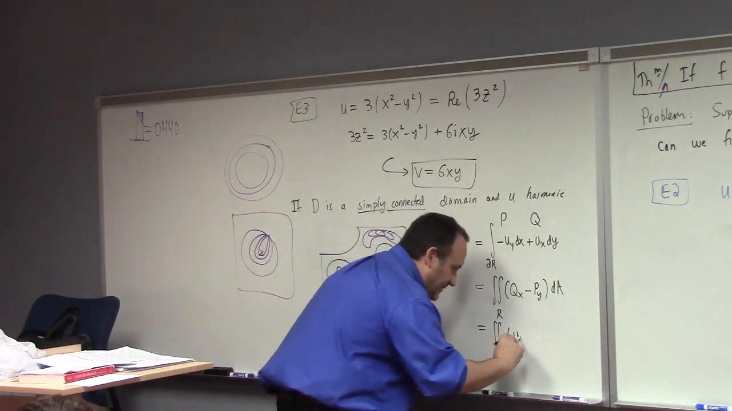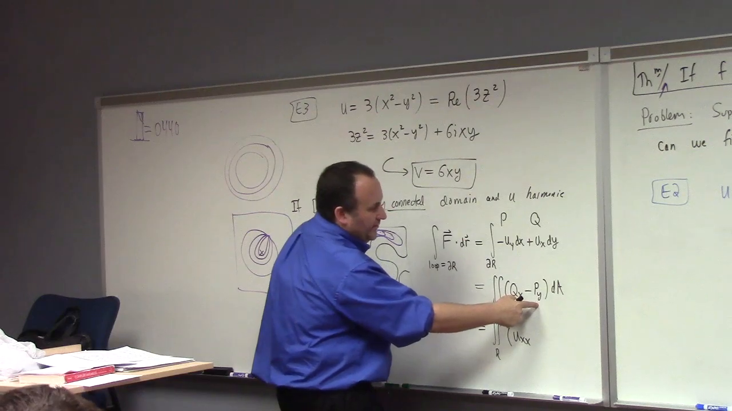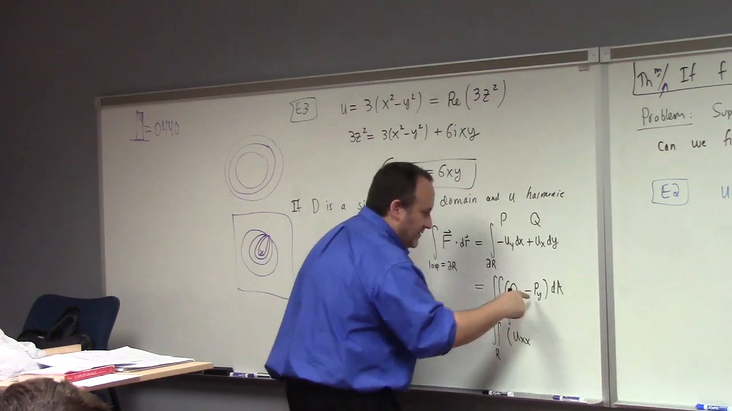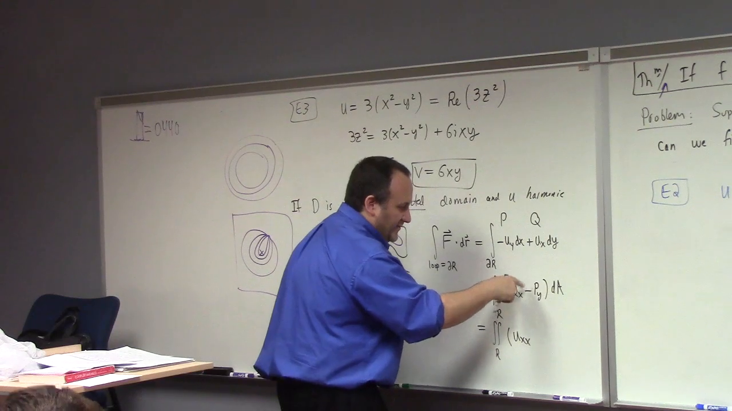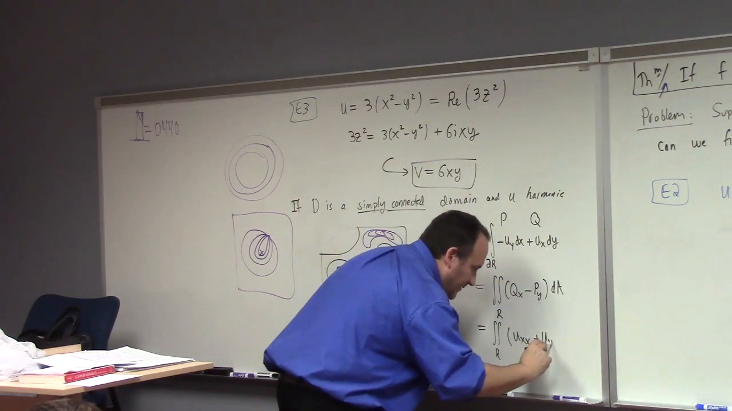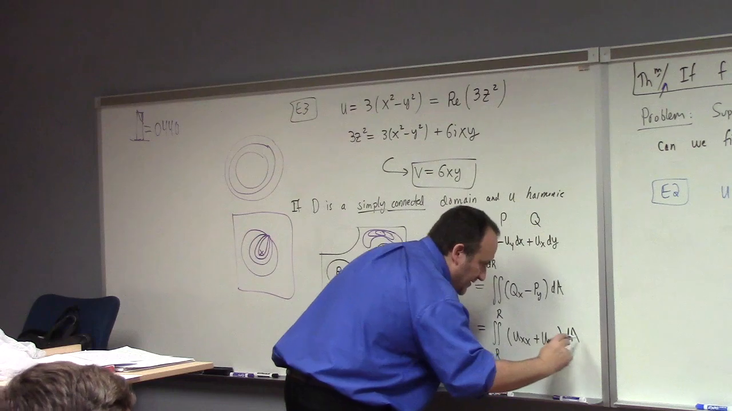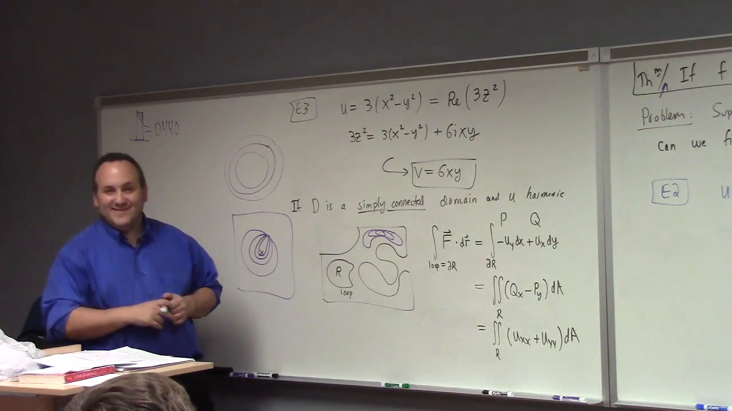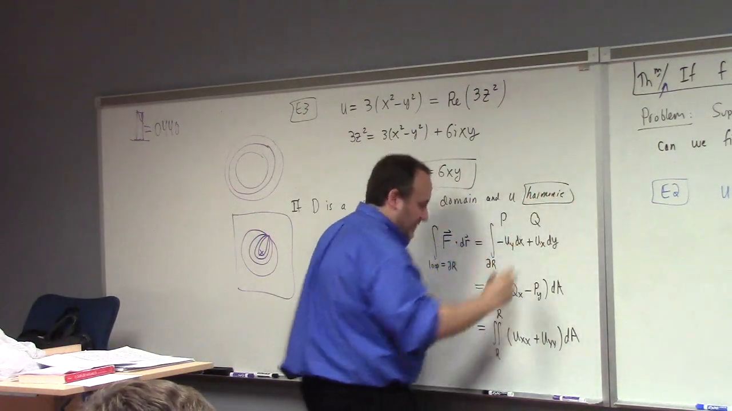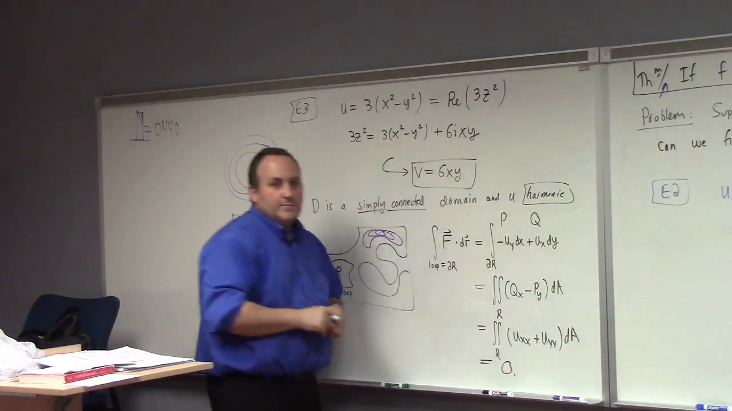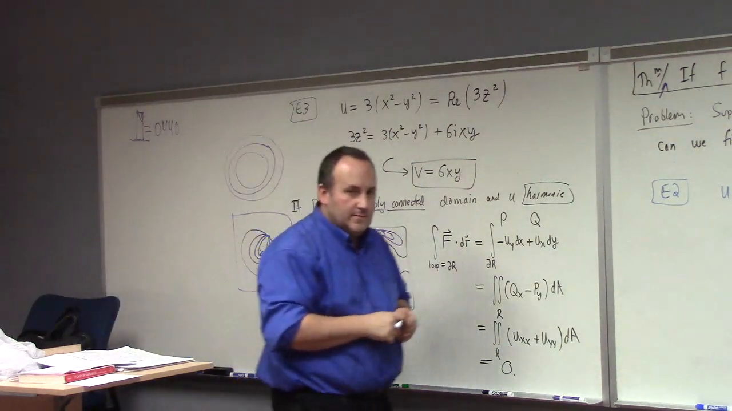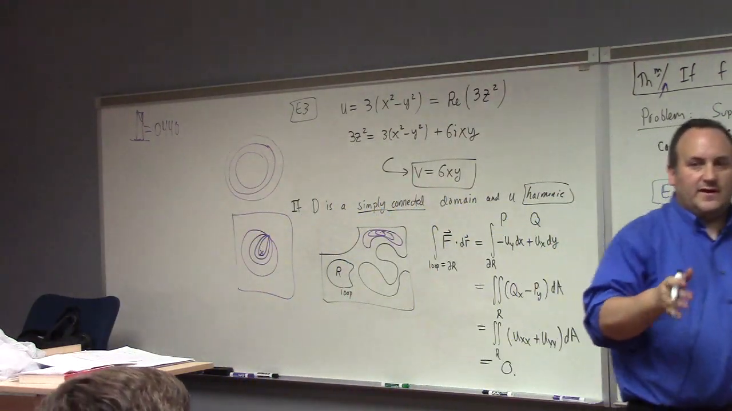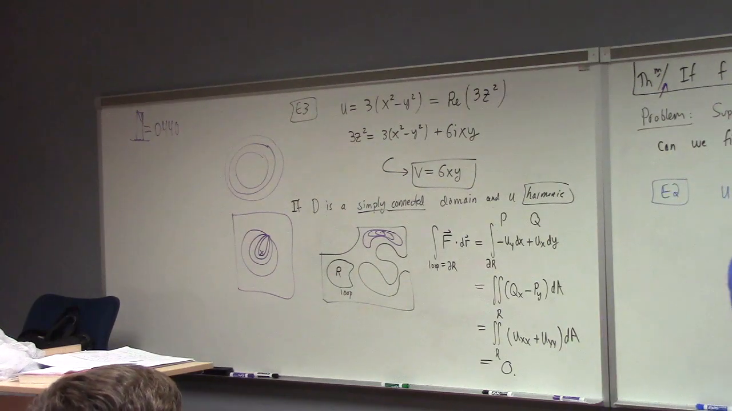Qx is Uxx. Py is Uyy, but there's a minus, so we get plus Uyy. Man, it sure would be nice if we had assumed that Uxx plus Uyy was 0. Oh, but we did, because it's harmonic. So this is equal to 0. So this proves that if you have a harmonic function on a simply connected domain, there exists a harmonic conjugate.